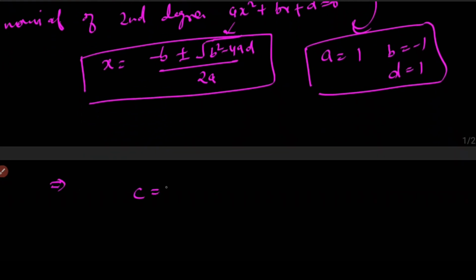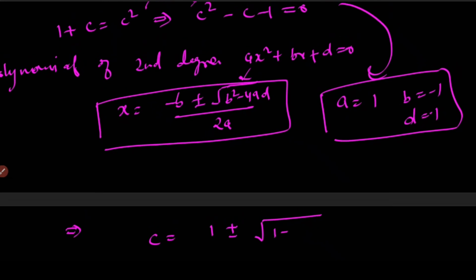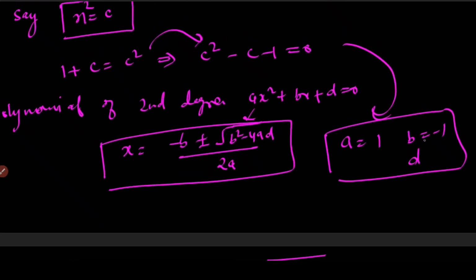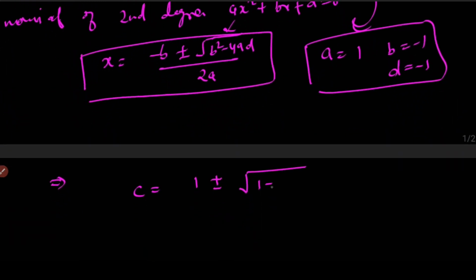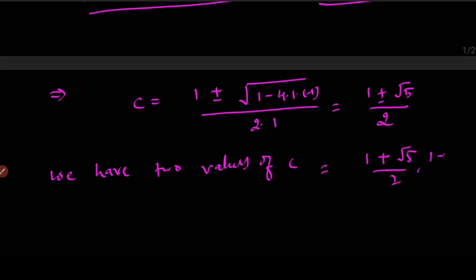Hence we will have c equal to minus b, which is plus 1, plus minus root b square, which is 1, minus 4 into 1 into d, and d is also minus 1, upon 2a, where a equal to 1. So we will have 1 plus minus root 5 upon 2. So we have two values of c, which are 1 plus root 5 by 2 and 1 minus root 5 by 2.